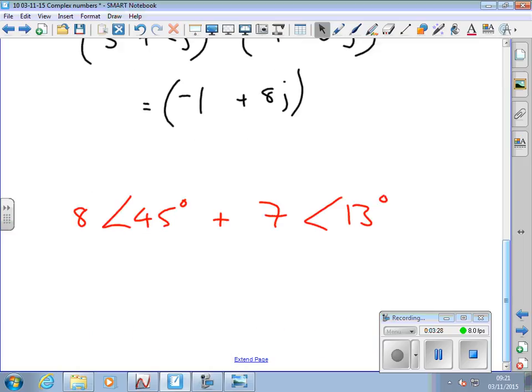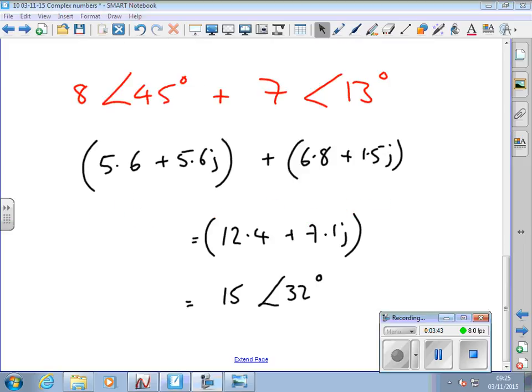If I wanted to add those, what would I have to do? Convert. Convert those to rectangular form, add them, and then convert the answer back to polar again. Okay, so there's the answer: 15 angle 32, or modulus 15 argument 32 degrees in polar form.